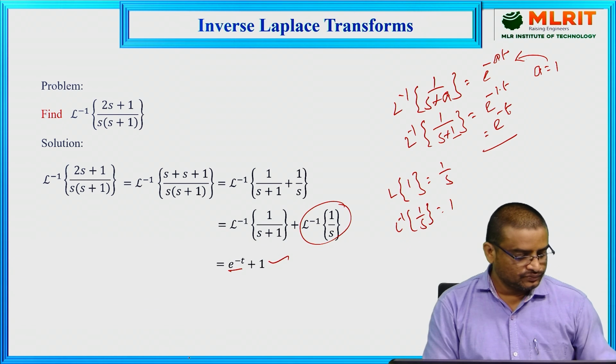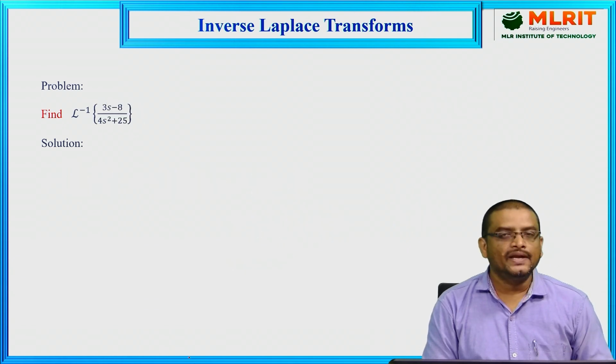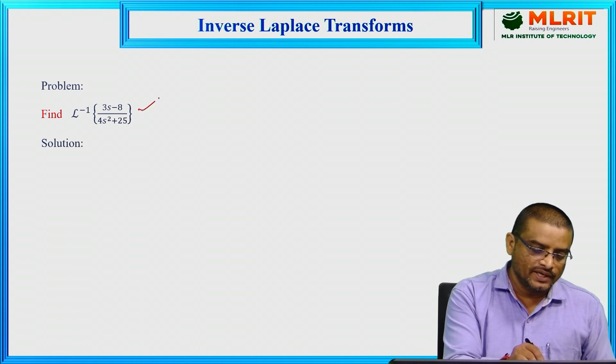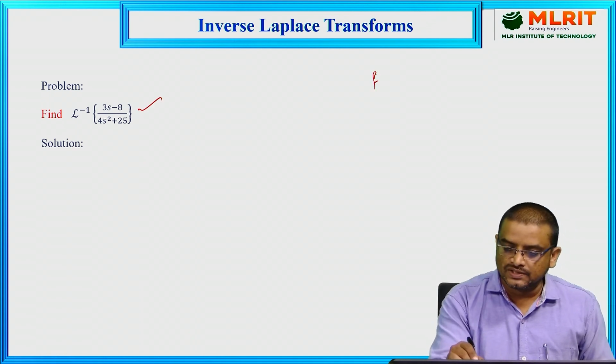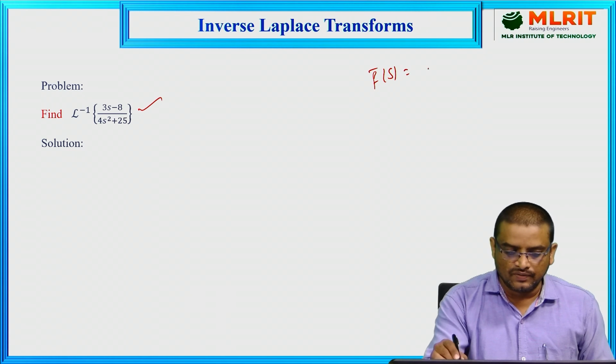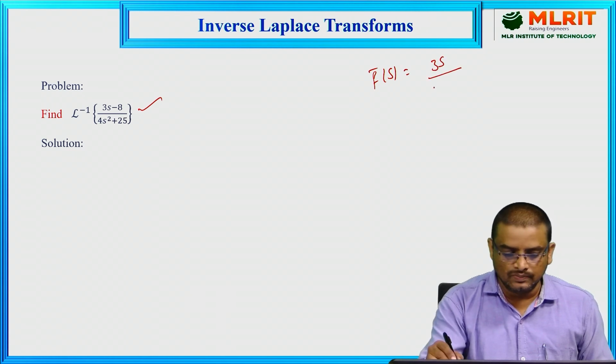Okay. Now we'll take another example here. So this is our next problem. So this is our function. He has given f bar of s is equal to 3s by 4s square plus 25.